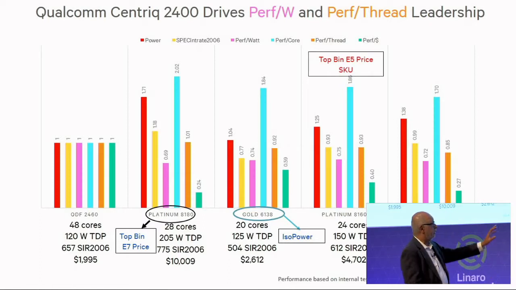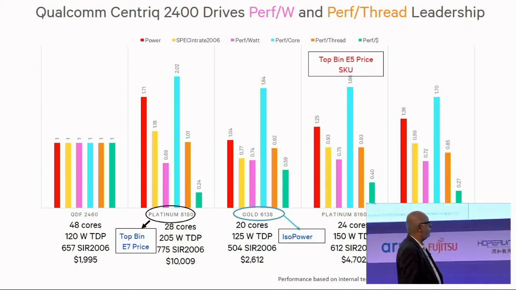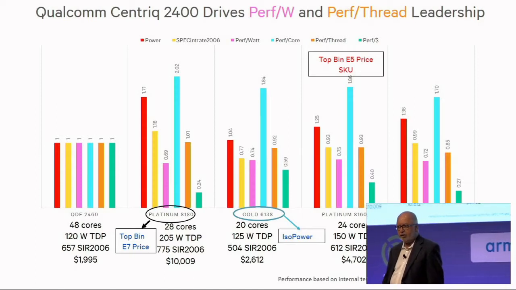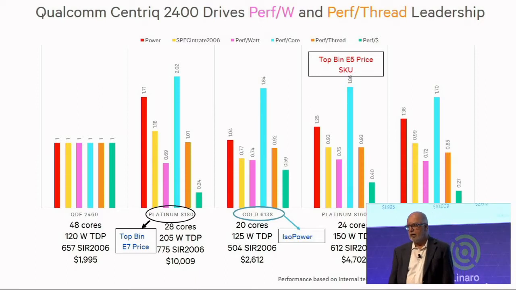But in order to make things a little interesting, what I did was, let's compare to the top-end Skylake SKU, which is the Platinum 8180, with 28 cores, 205 watts, 775 spec-int rate. Yes, there, what does that translate to? 18%, the yellow bar is spec-int rate, 18% higher performance than us, but they're at 205 watts, we're at 120 watts.